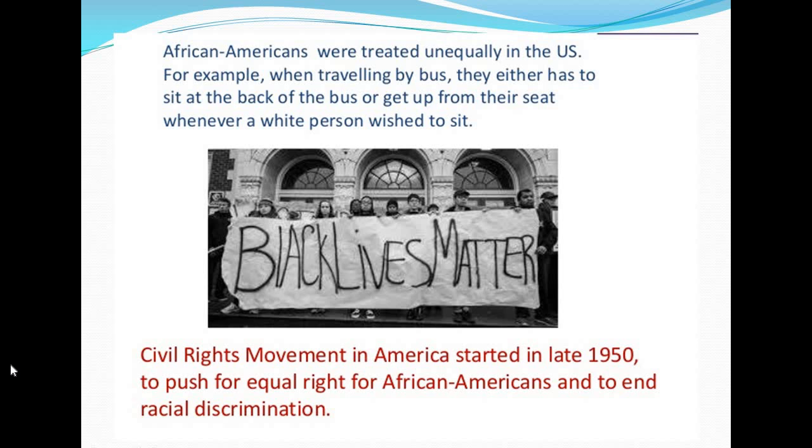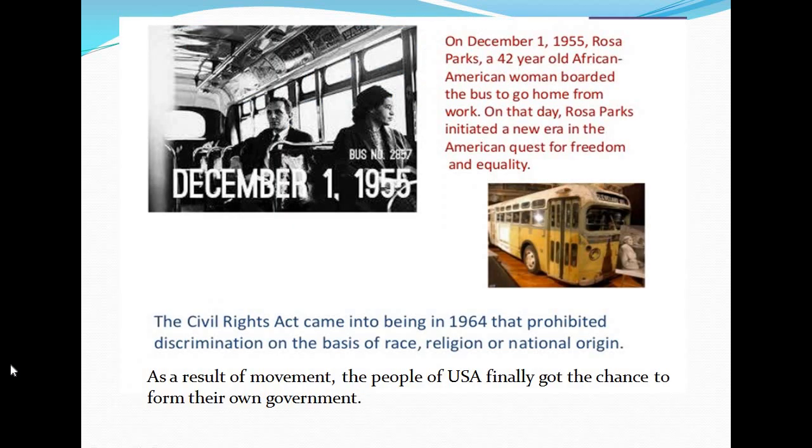For several years, the black leaders in Montgomery, one of the capitals, had been campaigning for better treatment of the black community on the local buses. In Montgomery, as I told you, people used to treat them very badly and unequally. So there is one incident of Rosa Parks. On December 1, 1955, Rosa Parks, a 42-year-old African American woman, boarded the bus to go home from work. On that day, Rosa Parks initiated a new era in the American quest for freedom and equality.